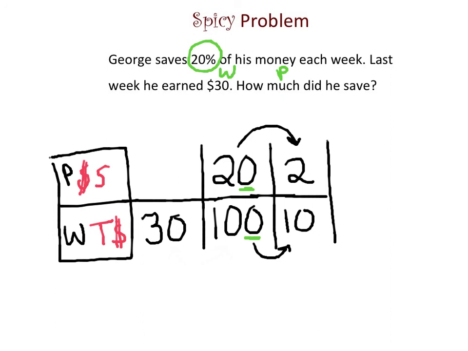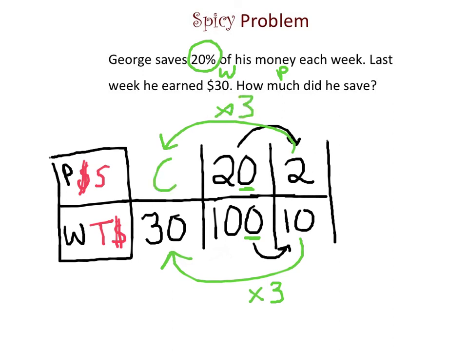If I want to get from 10 to 30, that's not hard at all. I would just multiply by 3. And if I multiply the bottom by 3, then I do that to the top. 2 times 3 is 6. So that means the answer to my question is George saved $6. That's the part out of 30 that George saved. Hooray!